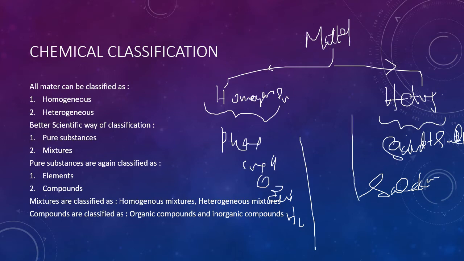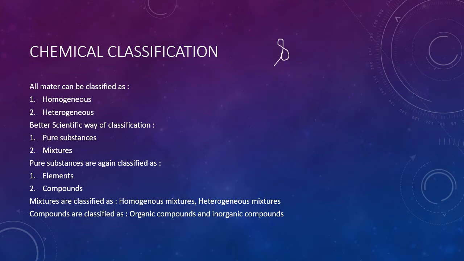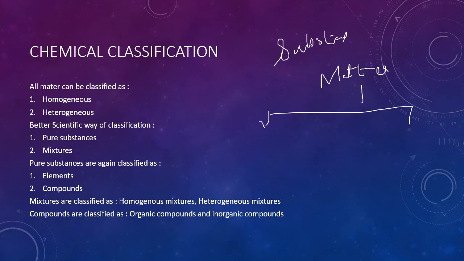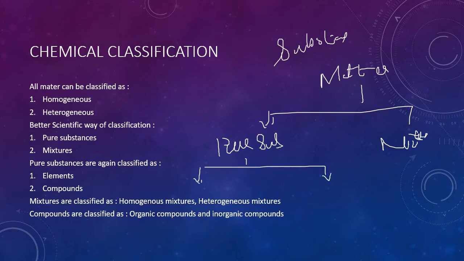So the main point here is that this was not a proper classification according to scientists, because it was not that intense. So they said we have to classify not according to the phases, but according to the substance. Matter was further divided into two: one is pure substance and the other is mixture. Pure substances are substances having only one kind of particle in them. For example, if it is water, it should contain only H2O in it.